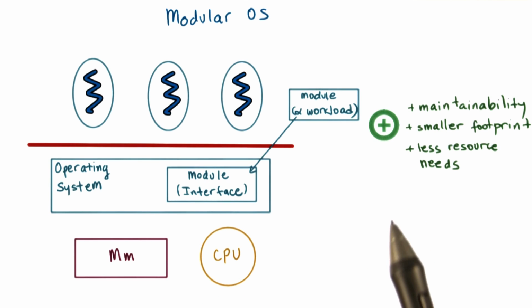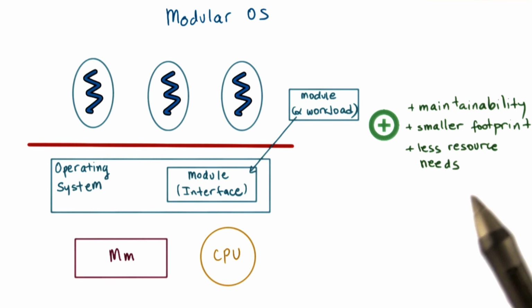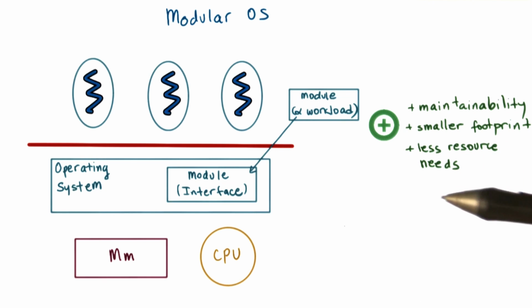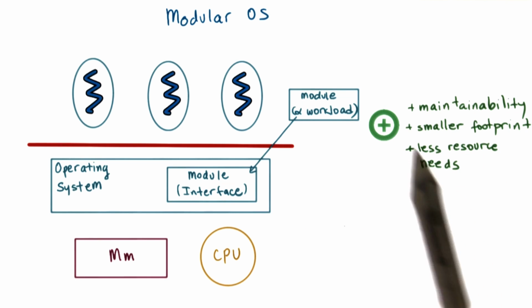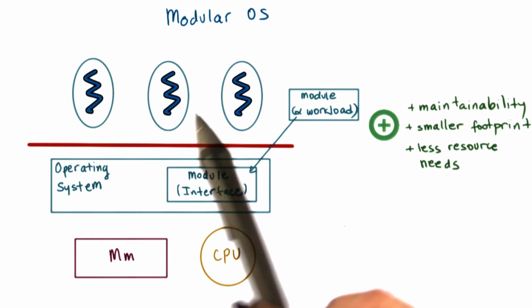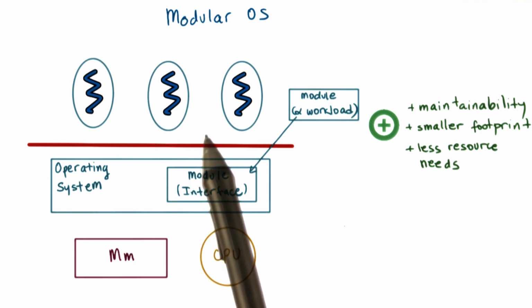The benefits of this approach is that it's easier to maintain and upgrade. It also has a smaller code base, and it's less resource intensive, which means that it will leave more resources, more memory for the applications. And this can lead to better performance as well.